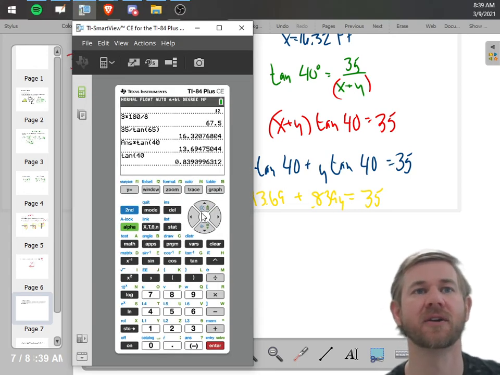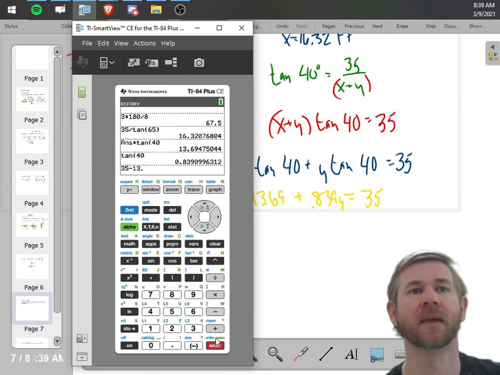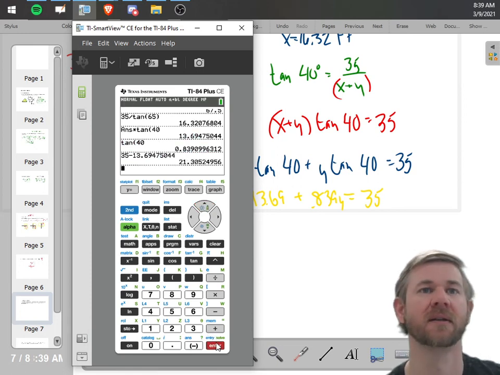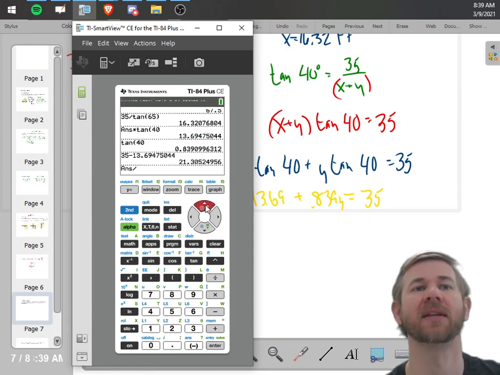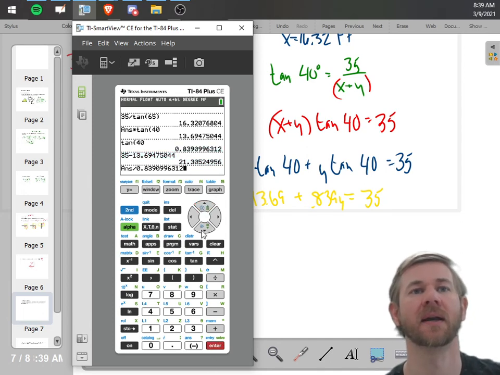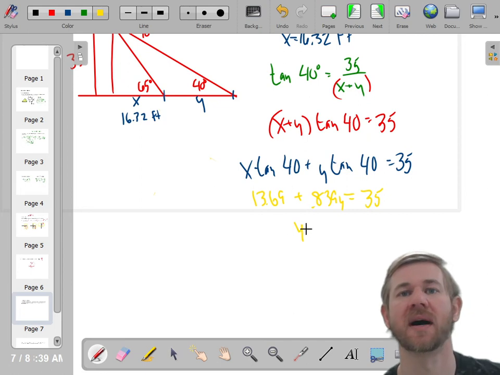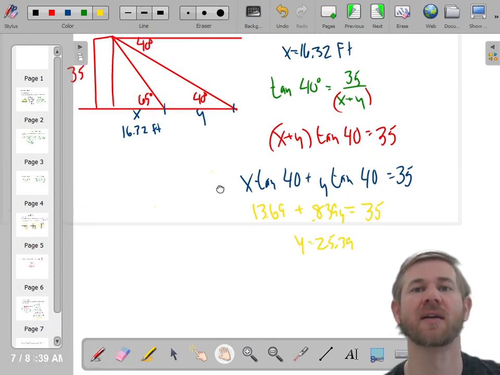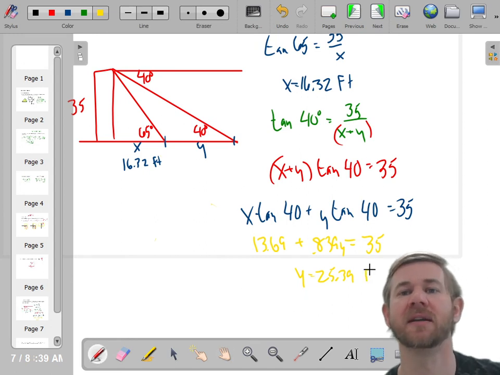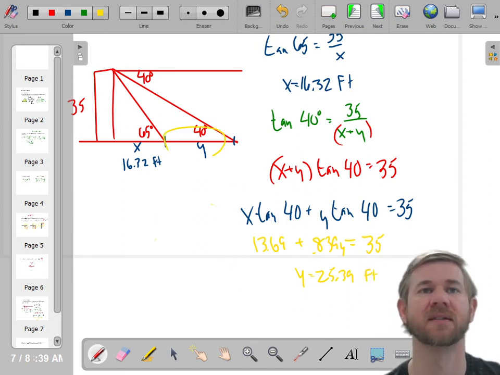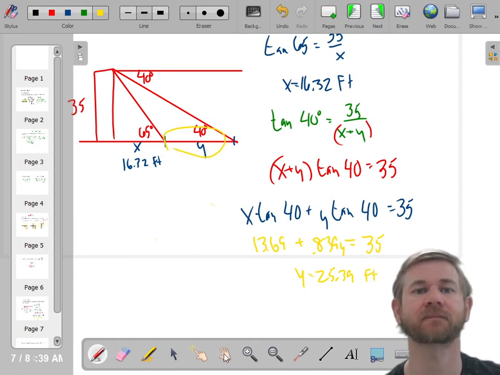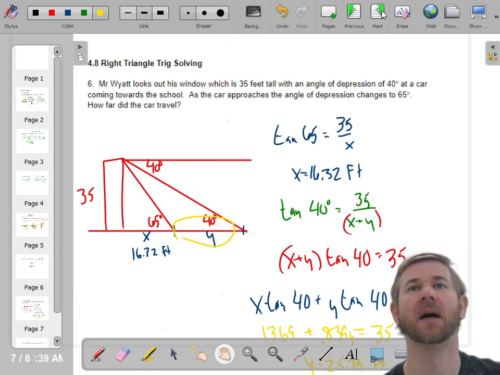So we're going to take this 35 minus that 13 number, and I'm not using any rounding, and then I will divide by that 0.839 number, and I get 25.39. So y is 25.39. So that means that the car traveled 25.39, and these are feet. This distance is my y value. Okay? What else you got?